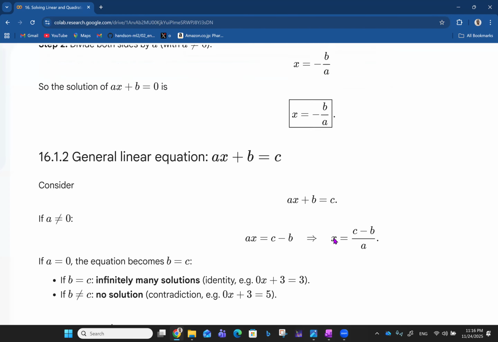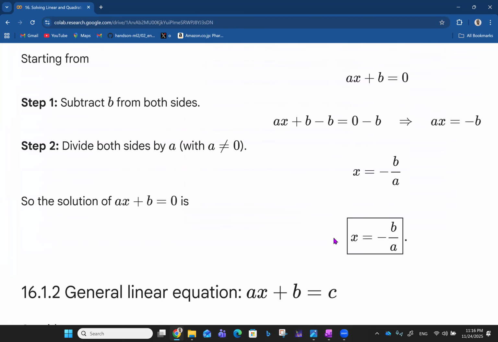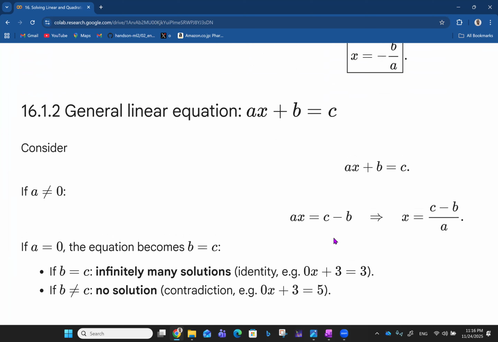So let's talk about a general linear equation. In the first case, you have ax plus b equals 0. But what if you talk about a general situation where you have ax plus b equals c? So it's equal to a particular number, not 0 per se. So in this case, if you consider ax plus b equals c, then if a is not 0, of course, ax equals c minus b, and then you can divide through by a, and that means you have x equals c minus b over a.